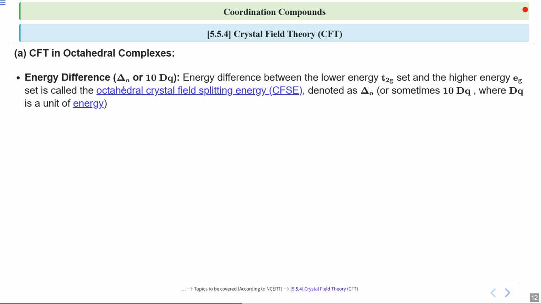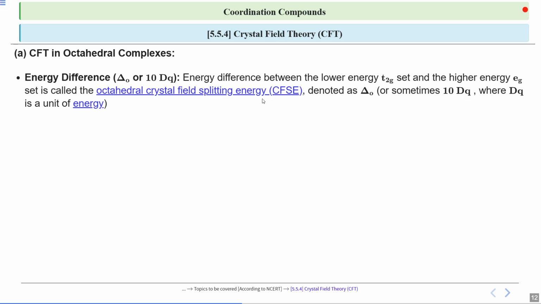Let's talk about the energy difference, represented by delta naught or 10 dq. The energy difference between the lower energy T2G set and the higher energy EG set is called the octahedral crystal field splitting energy, CFSE for short.